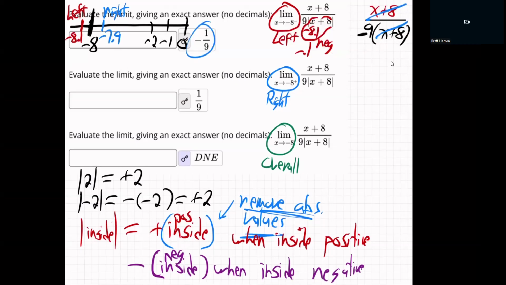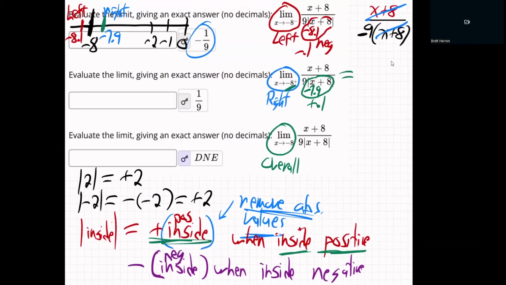Whereas the second one, let's try the second one. Here we're doing -8 from the right side. So if you're on the right side of -8, you're at like -7.9. So if I put -7.9 in there for x, what's the inside going to be? Positive 0.1, right? Like $8, take away $7.90, positive 0.1. It's positive. When the inside is positive, you just put a plus sign in the front. Get rid of the absolute values and just put a plus sign in the front.